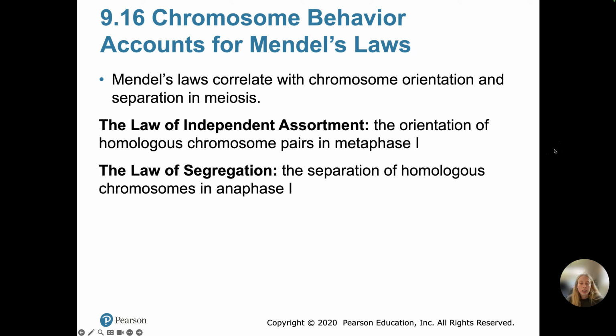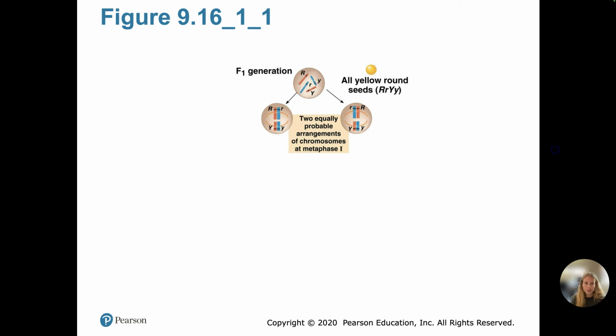And then the law of segregation refers to the separation of homologous chromosomes in anaphase 1, which results in only one chromosome going to each gamete. And if there is a loci on one chromosome carrying one allele, that means that each gamete will only receive one copy of the allele, which would result in a haploid cell.